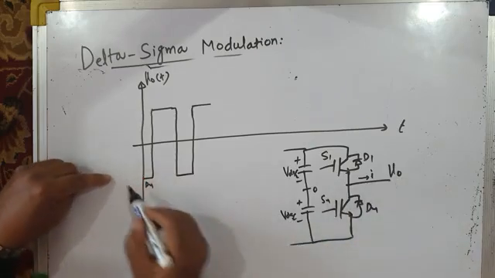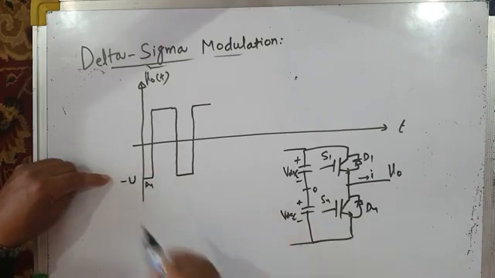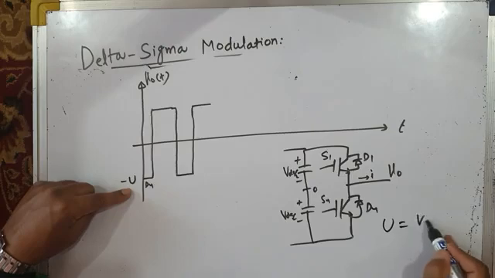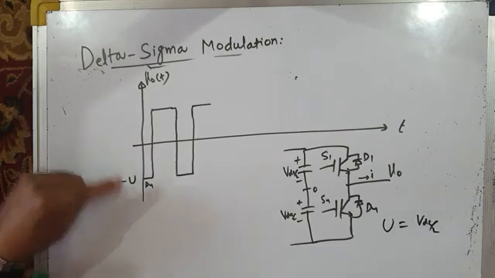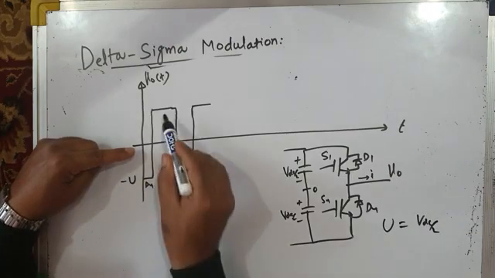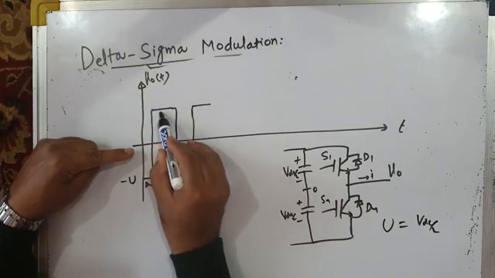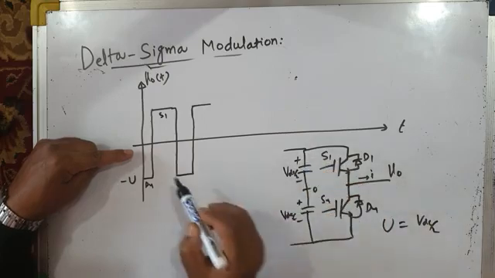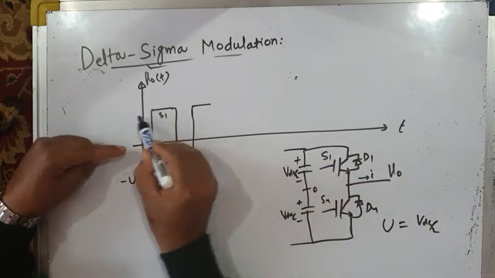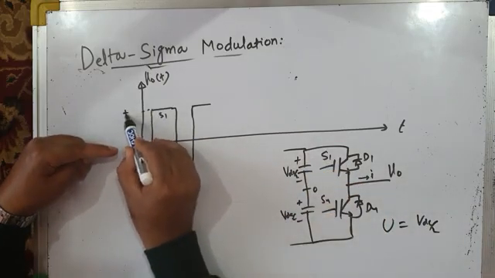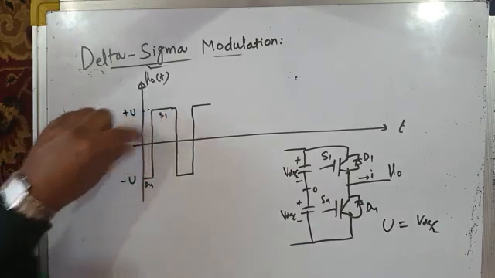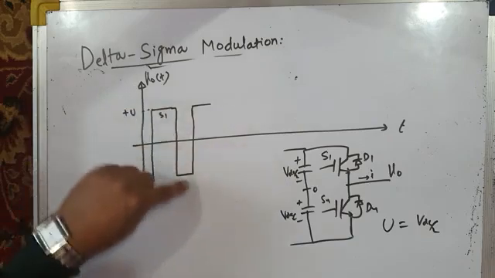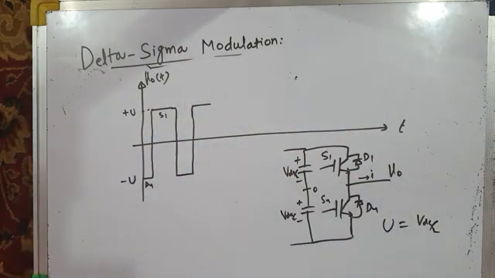So instead of writing it minus VDC by 2, let me call it minus U. So U is basically VDC by 2. And during this period, the top switch S1 is on, and if current is positive, then V naught is plus VDC by 2, which means plus U. So therefore my load voltage oscillates between minus U and plus U, that is minus VDC by 2 and plus VDC by 2, and it continues like that.